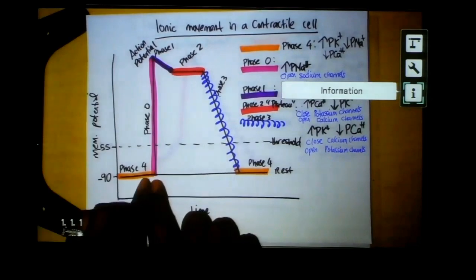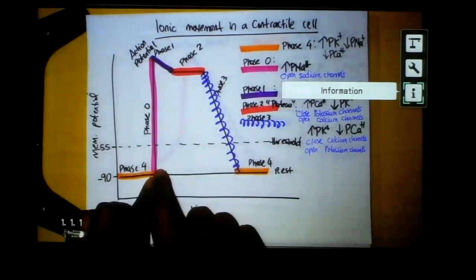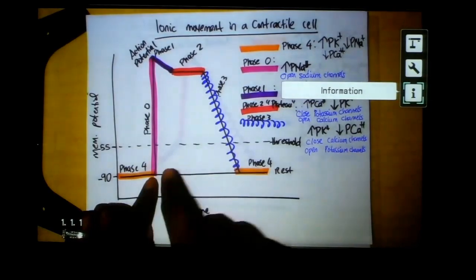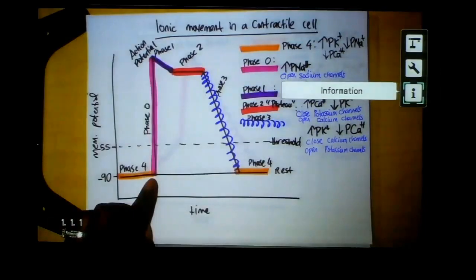And so from that, the first thing that happens is the opening of sodium channels. Opening of sodium channels depolarizes the cell, sodium rushes in, and that's responsible for generating the action potential, this upstroke. That's phase 0.